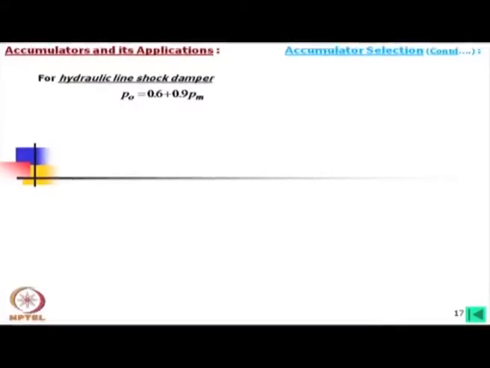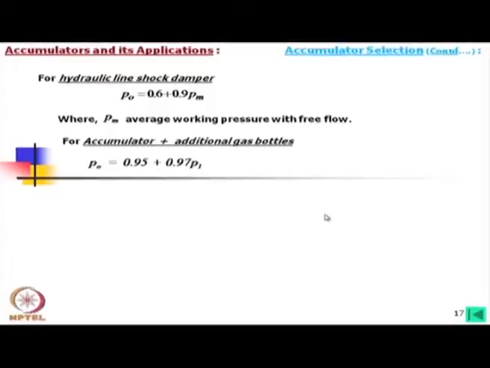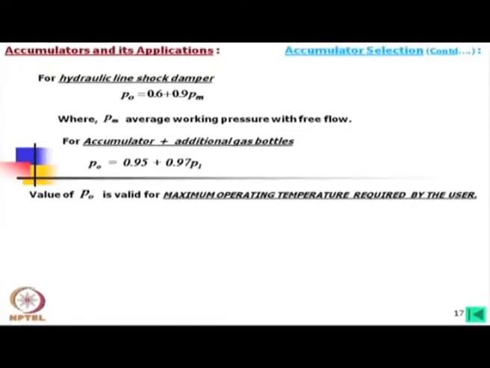For hydraulic line shock damper, it is again taken P0 is equal to 0.6 plus 0.9 Pm. Again it is unit sensitive, so we have to look into this. Where Pm is the average working pressure with free flow, the same, but these two relations are different for two applications. For accumulator plus additional gas bottles, it is 0.95 into 0.97 P1, where P0 is valid for the maximum operating temperature required by the user.